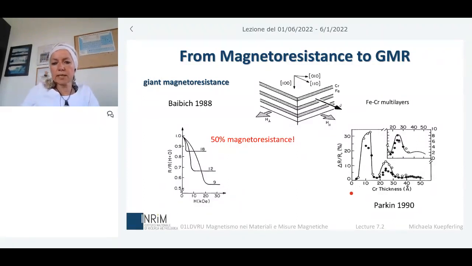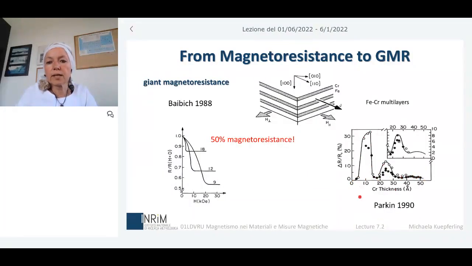So 2 years after, Parkin published this paper here, where he studied the dependence of the resistance change on the thickness of the chromium layer. And you see this very strange oscillating behavior. So we find a minimum resistance change here at 0, then we find a maximum, we go down to a minimum again, and so on, oscillating.